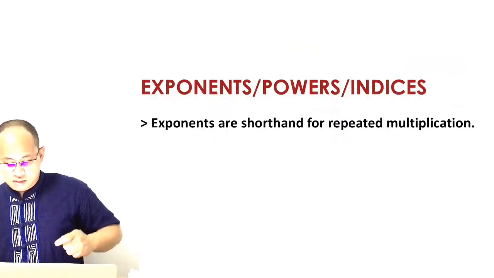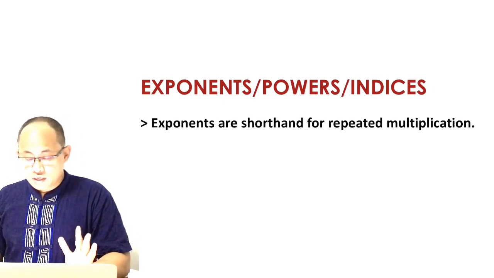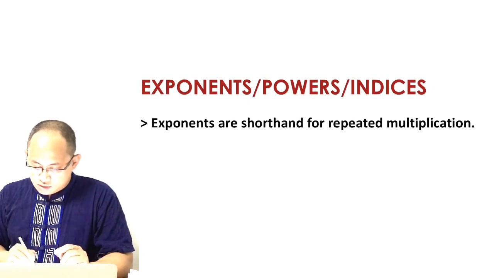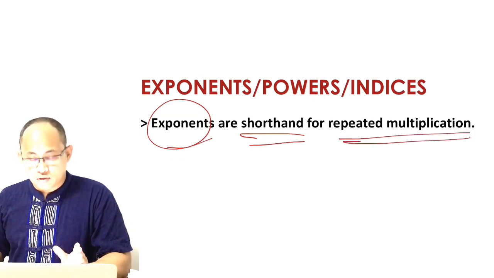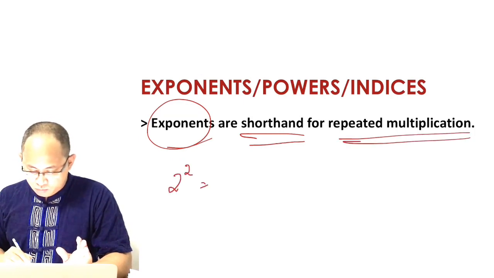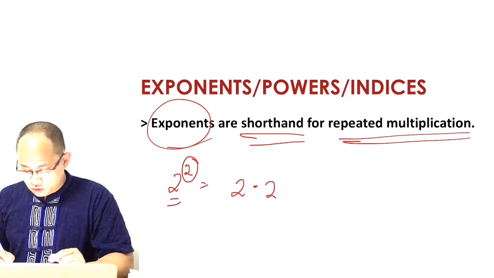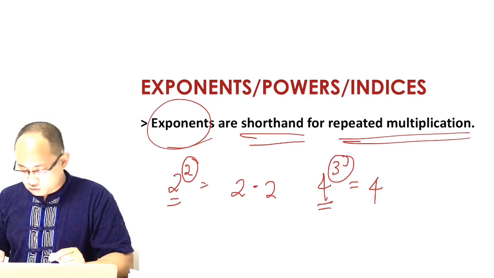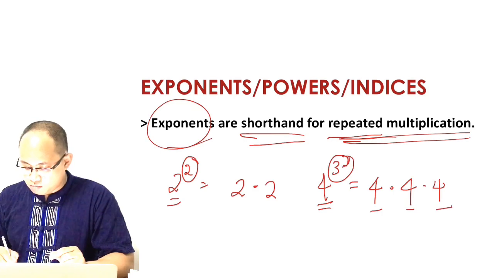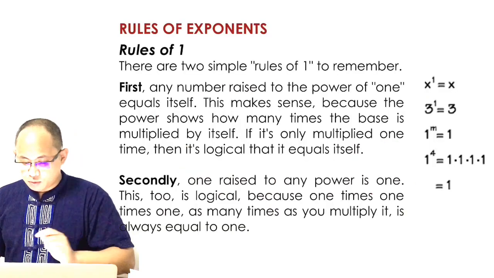Right, next guys, we will discuss exponents, power, and indices. Now, what are exponents, power, and indices? Exponents are the shorthand of repeated multiplication. Repeated because you're going to multiply, for example, 2 to the power of 2. You multiply 2 by itself twice because of this. So it becomes 2 times 2. If you have 4 to the power of 3, it means you multiply 4 three times, so 4 times 4 times 4. It is repeated because the number is being repeated based on its exponent. That is what we call exponents.